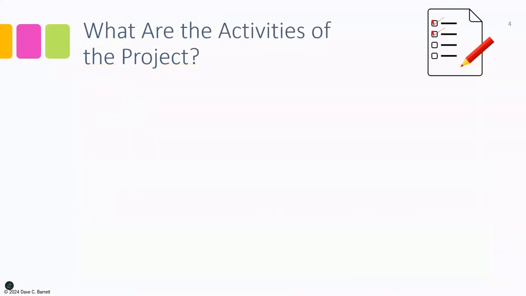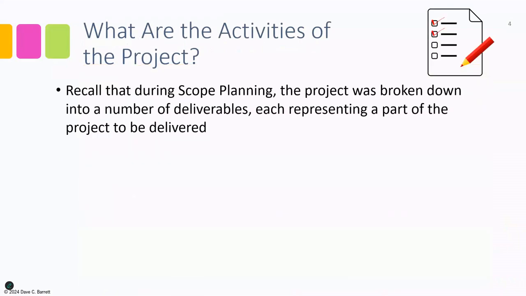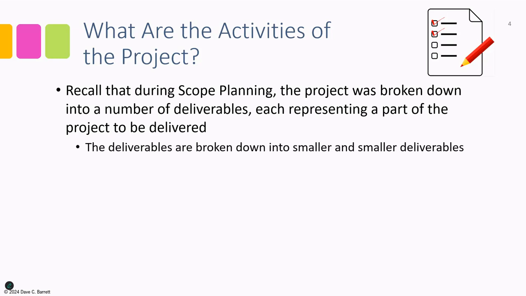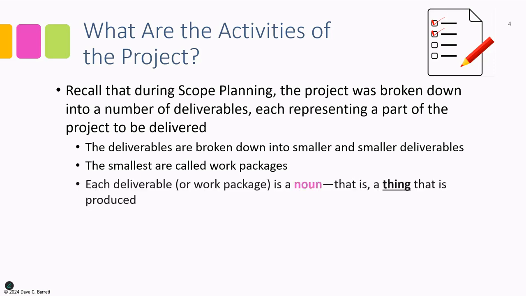Now, in terms of what are the activities of the project, recall that during scope planning, the project was broken down into a number of deliverables, each representing a part of the project to be delivered. The deliverables are broken down into smaller and smaller deliverables as part of that process. The smallest deliverable is called a work package, or they are called work packages. Each deliverable or work package is a noun. That is a thing that is produced.